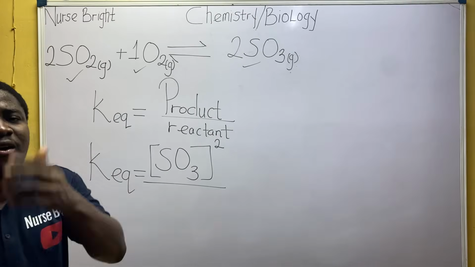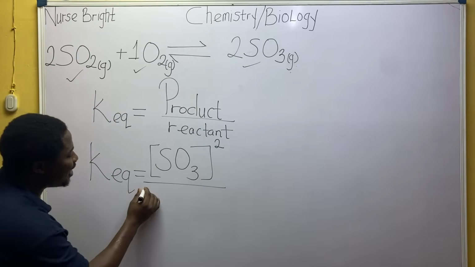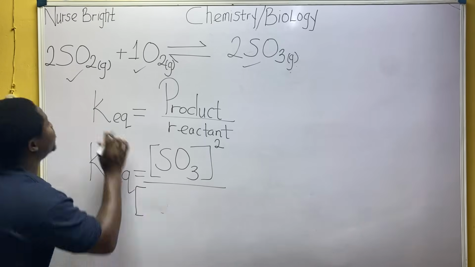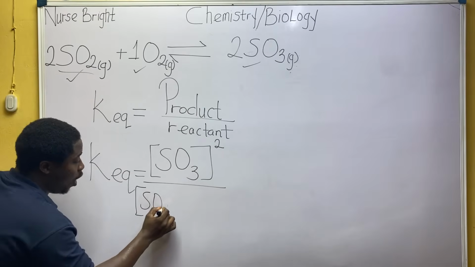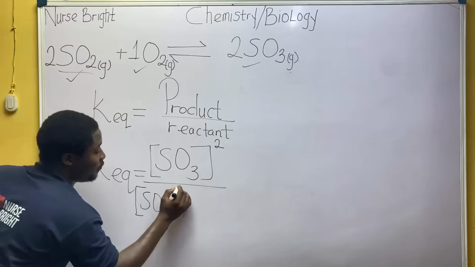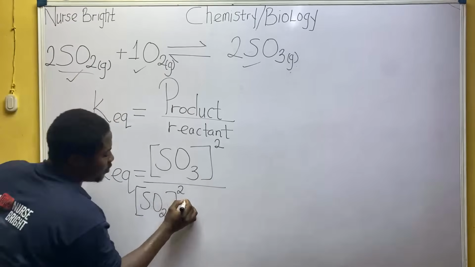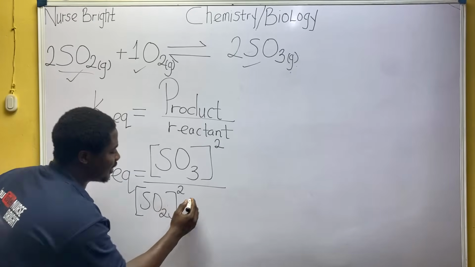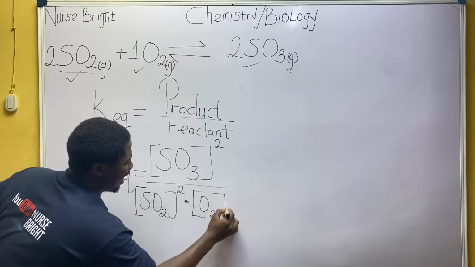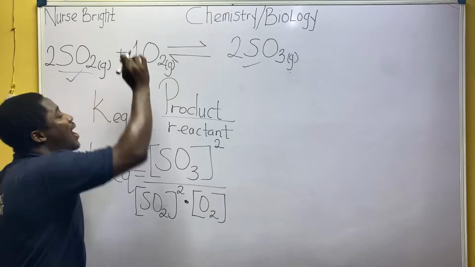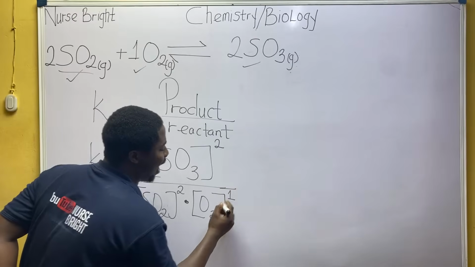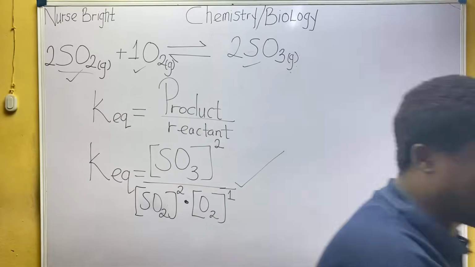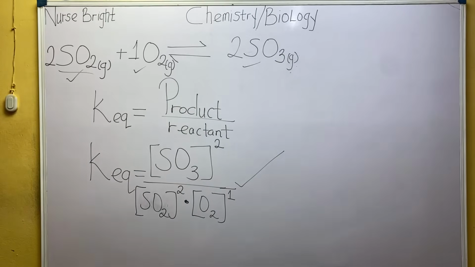Let's go back to the reactants. For the reactant, I have 2. Will I basically put the 2 inside and write 2SO2? No, you don't do that. You simply write the substance, which is SO2. But the number standing in front of it should be raised as the power. And because I have another reactant, you're going to multiply it by the other one, which is O2. What is the number standing in front of it? It is 1. So you can see it has been raised to the power 1, and this becomes the answer to the question. This is the equilibrium constant expression for this reaction.